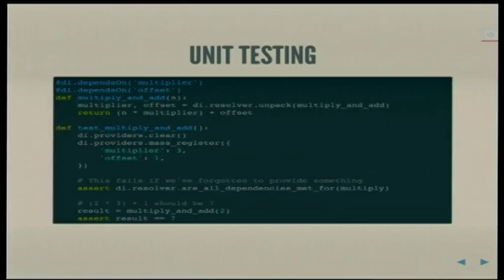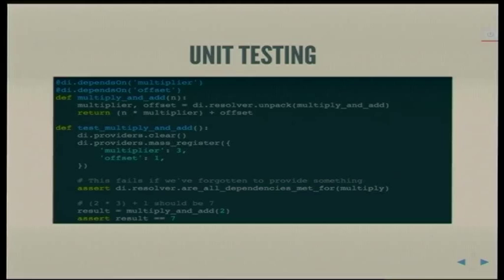And this makes unit testing much, much easier. So here's our function with multiple dependencies. What we do, we first clear out the list of registered providers, and you'll have to do this between each test, which is a bit of a caveat, but then you just register the values you want for multiplier and offset.